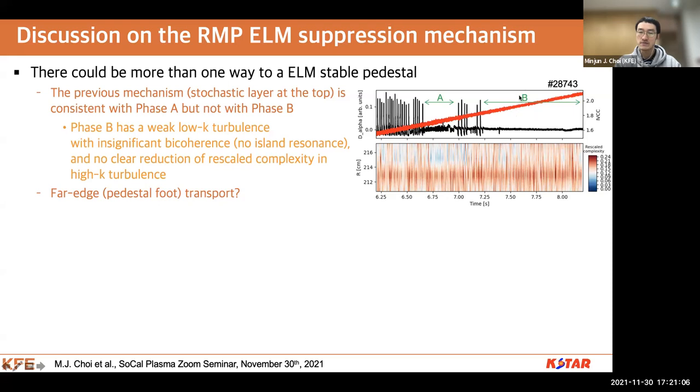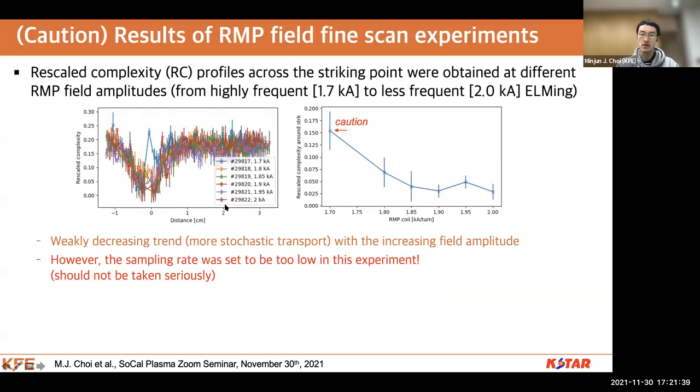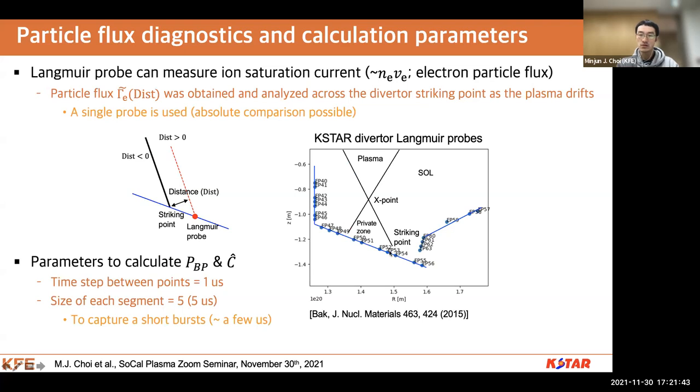So I wonder if far edge pedestal foot transport may be different in phase B, and that can be responsible for the ELM suppression in phase B. But ECE diagnostic measurement cannot be properly interpreted for the pedestal foot region due to the optical thickness issue for the ECE diagnostics. And we might need to analyze particle flux, as I did for this experiment. So we might need to analyze the particle flux near the striking point to assess the far edge transport. But this requires some plasma control to take the data near the striking point.